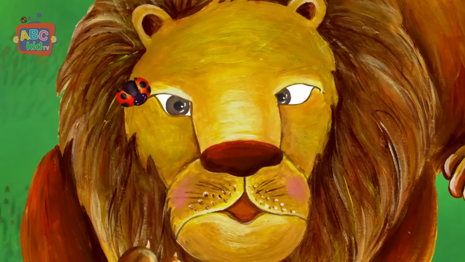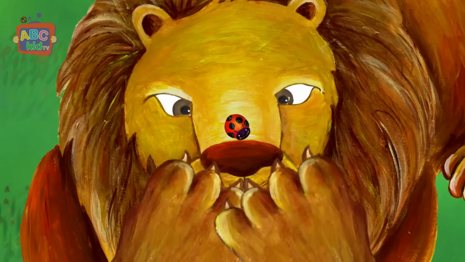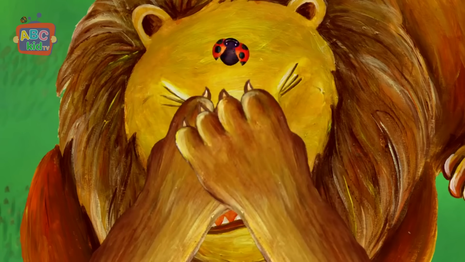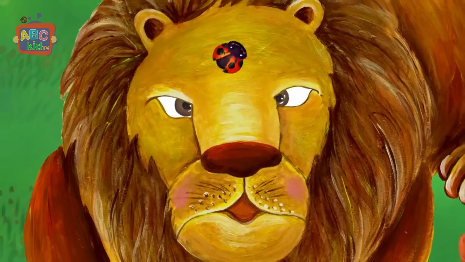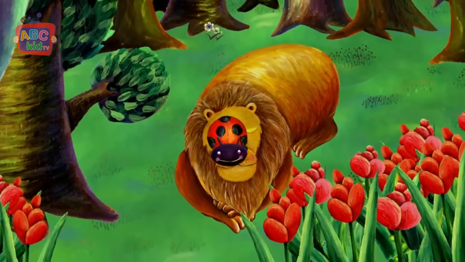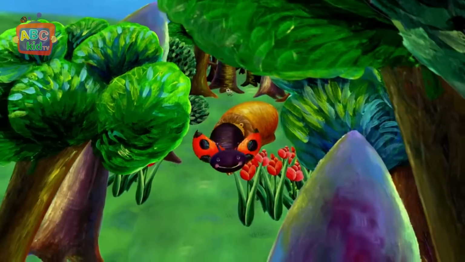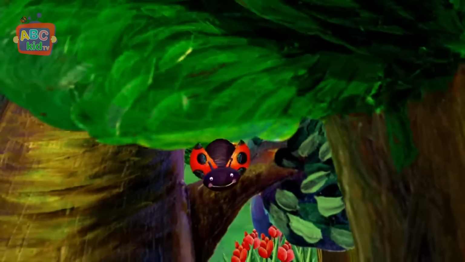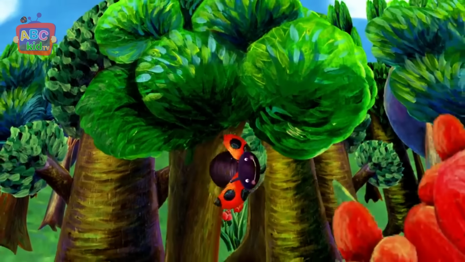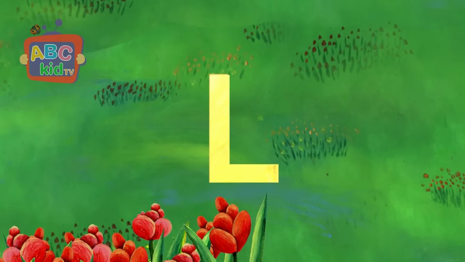Oh, my nose! He missed the ladybug. He's going to try again. Look, he's using both paws. Ouch! He missed it again. Now the ladybug is flying away. The ladybug is flying here, flying there, flying everywhere. The ladybug is flying, and then she lands on somebody else's nose. The ladybug landed on my nose. Bye-bye, ladybug.